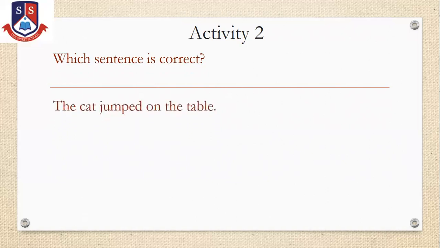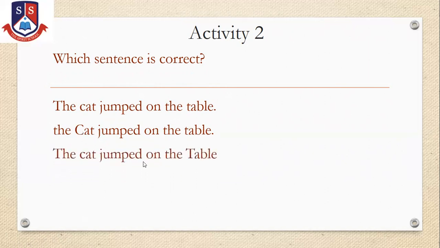Which sentence is correct? The cat jumped on the table. The cat jumped on the table. What is wrong with this sentence? T is not capital. Why should it be capital? Because the sentence is beginning with the, and the first letter T should be capital. Cat should not be in the capital letter. The cat jumped on the table. What is wrong with this? Oh, yes, the full stop is missing in this sentence, and table must not be starting with the capital T.